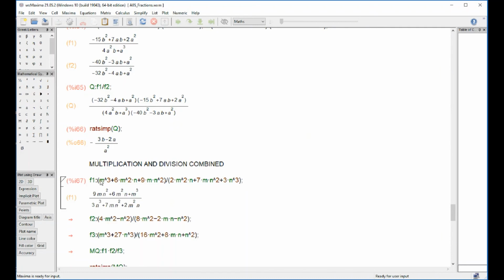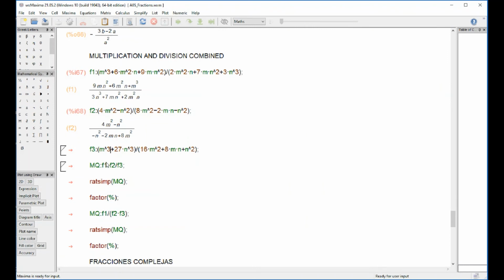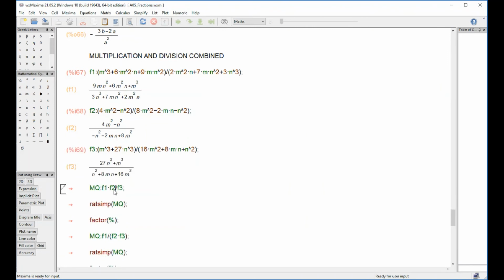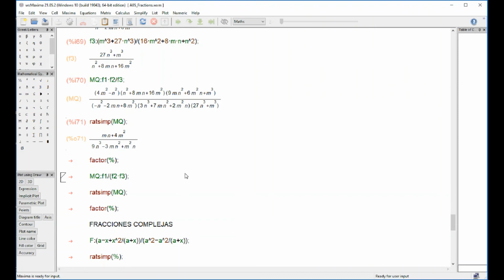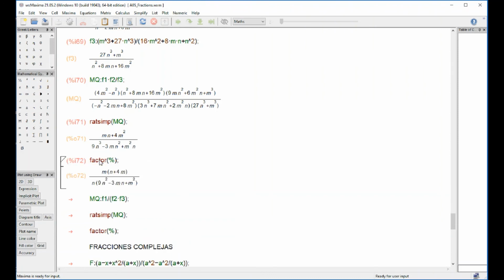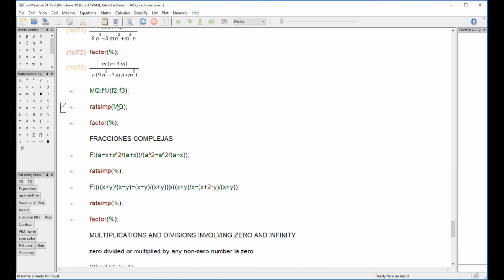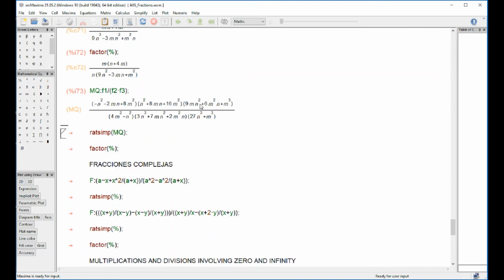I'm going to present 3 fractions right here. And then I'm going to produce this result, which is f1 times 2 divided by f3. So Maxima has accommodated those factors, but it actually has not expanded them. So with the rational simplification, we get this result. Can we factor that out? And then we can take a factor m in the numerator and in the denominator, but not much more than that.